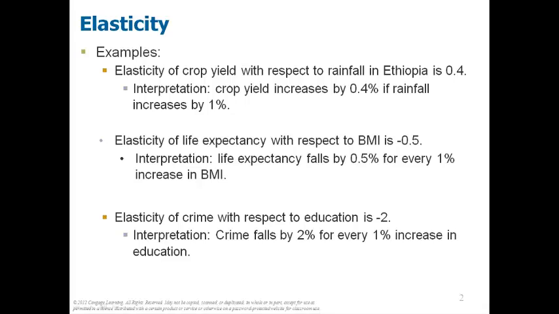So the interpretation here is that if the elasticity of crop yield with respect to rainfall in Ethiopia is 0.4, it means that crop yield increases by 0.4% if rainfall increases by 1%. Or similarly, crop yield will increase by 4% if rainfall increases by 10%, and so on. So these two things are related.